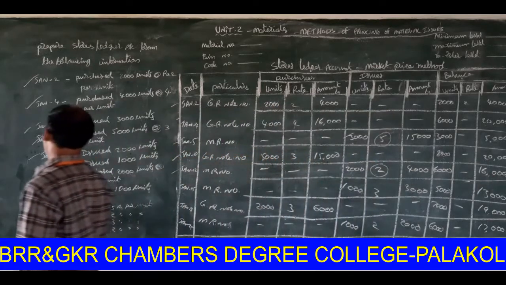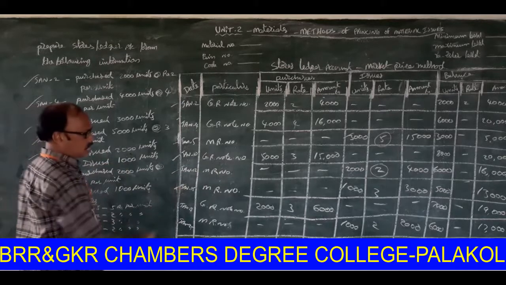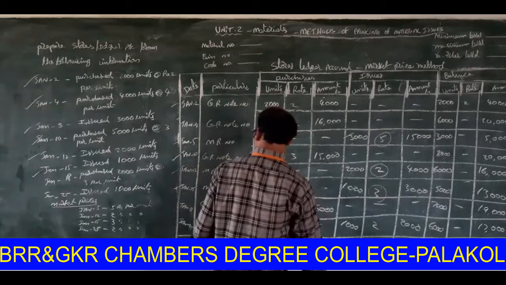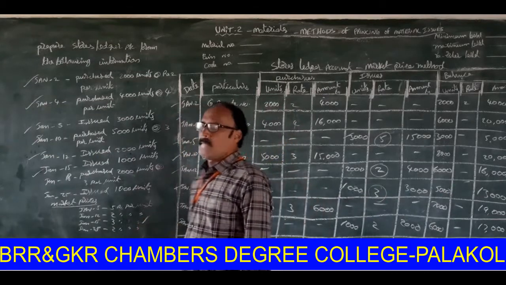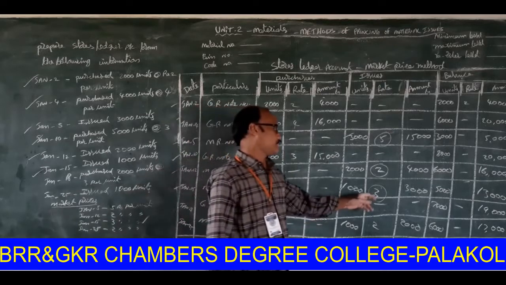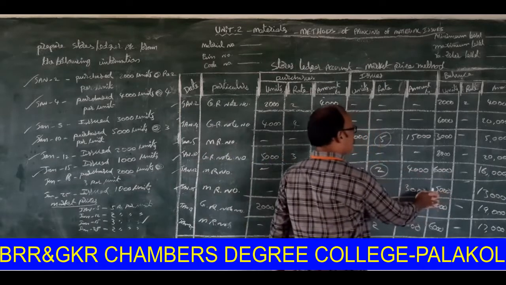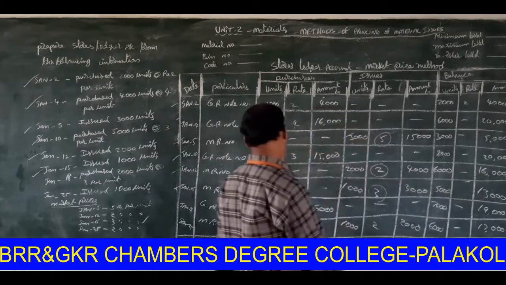Next one. January 15th. Issued 1,000 units. So the market price as on January 15th is 3 rupees per unit. That's why 1,000 into 3, 3,000. 6,000 minus 1,000, 5,000. 16,000 minus 3,000, 13,000.